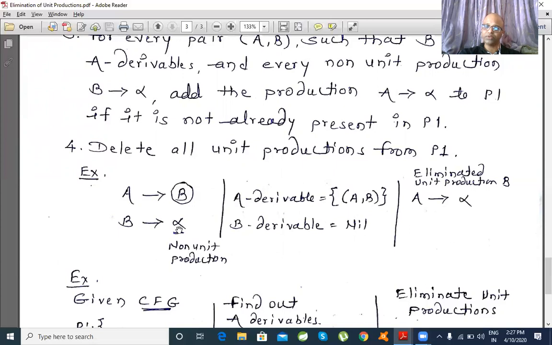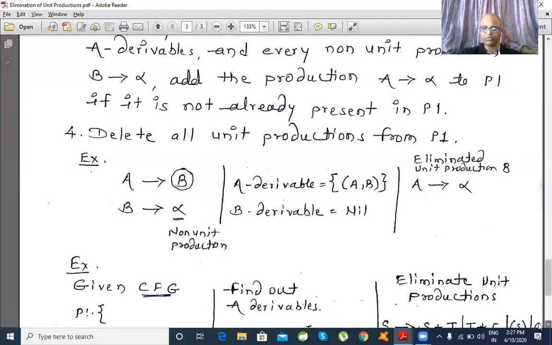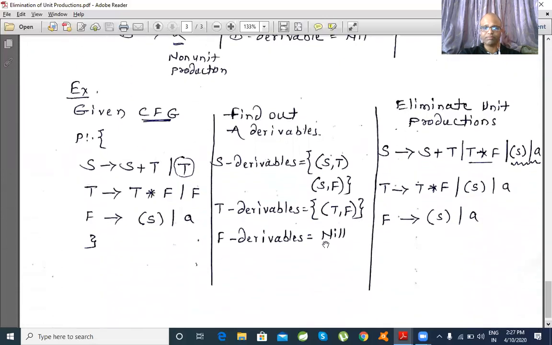Okay, so this is a simple process. What B is producing, just replace B by whatever B is producing. So I am replacing. Now in this process, if you look back, this B is unreachable. Okay, and all useless symbols need to be discarded from the context-free grammar. But this is an exceptional case. We'll follow this with the next example.